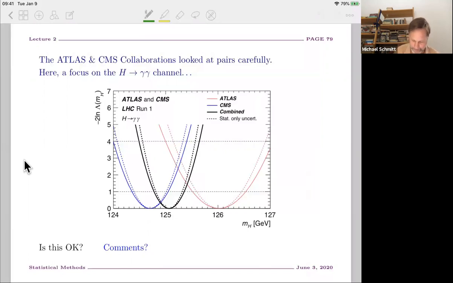Is it okay? Not really. The separation between these 2 minima is really high, right? This is delta chi-squared equals 1. That's like plus or minus 1 sigma. This is delta chi-squared equals 4. This is plus or minus 2 sigma. So these data don't really look too compatible.